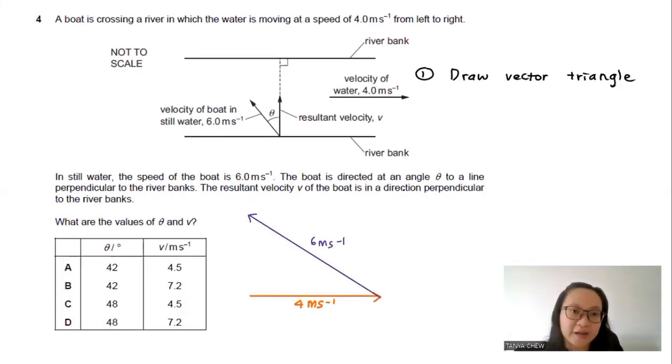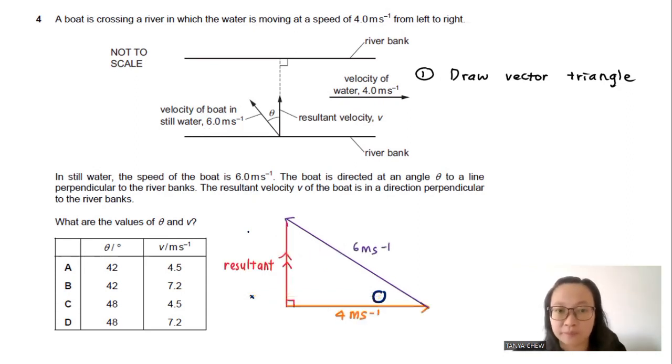vector. So the second vector that I draw here is the velocity of the boat, which is 6 meters per second. So the tip of 4 meters per second must be connected to the tail of 6 meters per second. And the resultant vector, you just need to draw from the tail of the first vector connected to the tip of the second vector. That is how you draw your resultant. So could you see that this is 90 degrees?